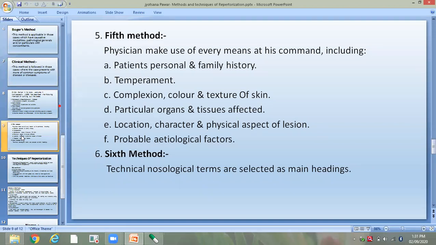So with the help of these things also we are able to find out the miasmatic background behind the patient. Then we also take the details about the tissue or the organ which is affected. We take the proper history of the part affected, then location, character and physical aspect of the lesion. Which part, which tissue, which organ, which system gets affected. We ask in detail about all these things.